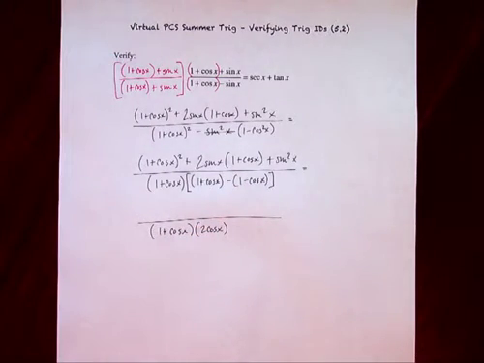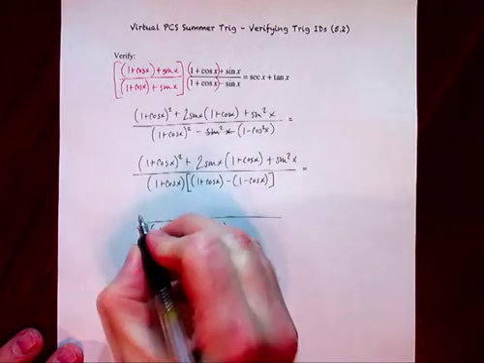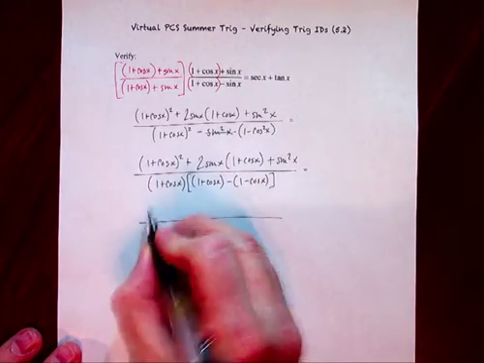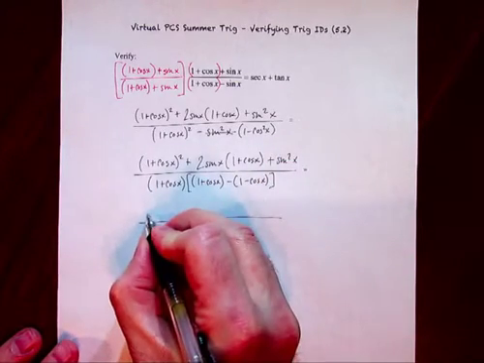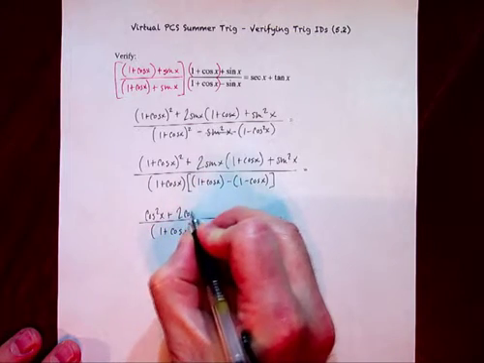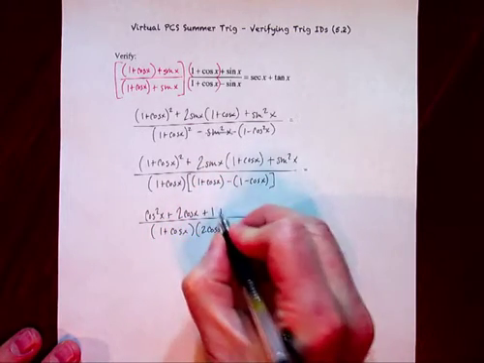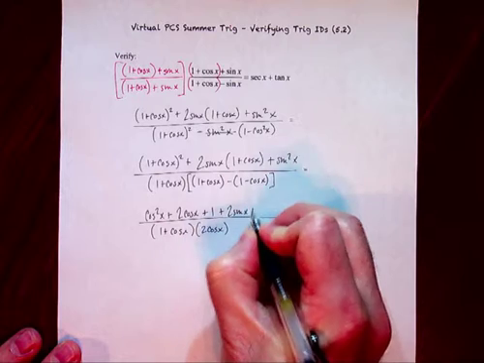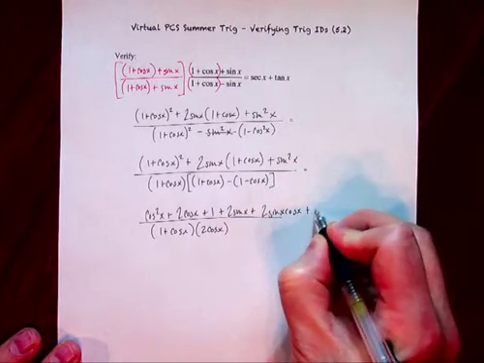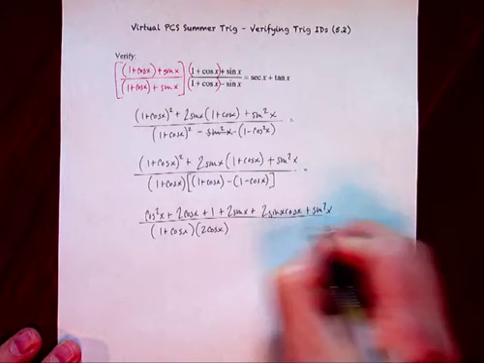Okay, well that's all well and good. Let's go ahead and distribute, okay? Now let's go ahead and just multiply this all out. I'm going to get cosine squared x plus 2 cosine x plus 1 plus 2 sine x plus 2 sine x cosine x plus sine squared x.